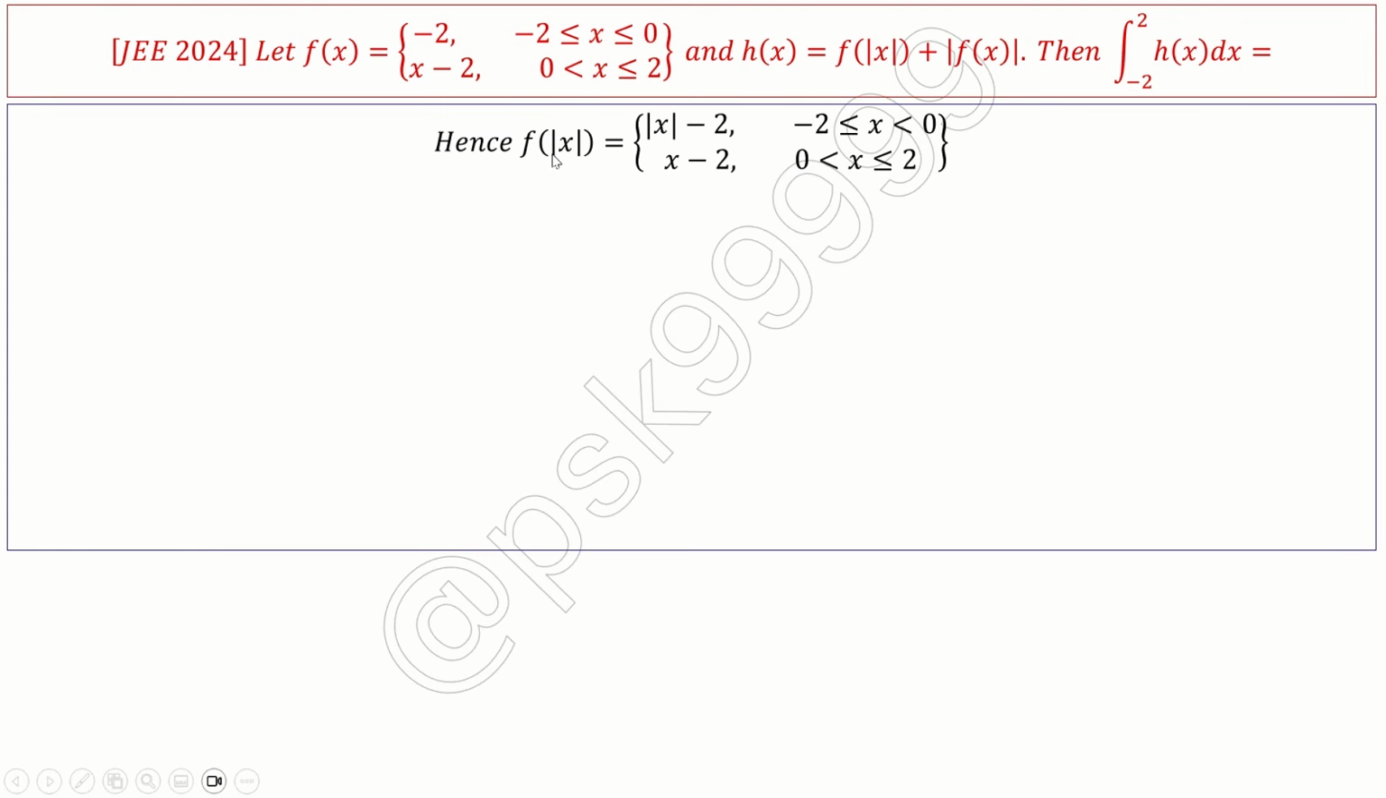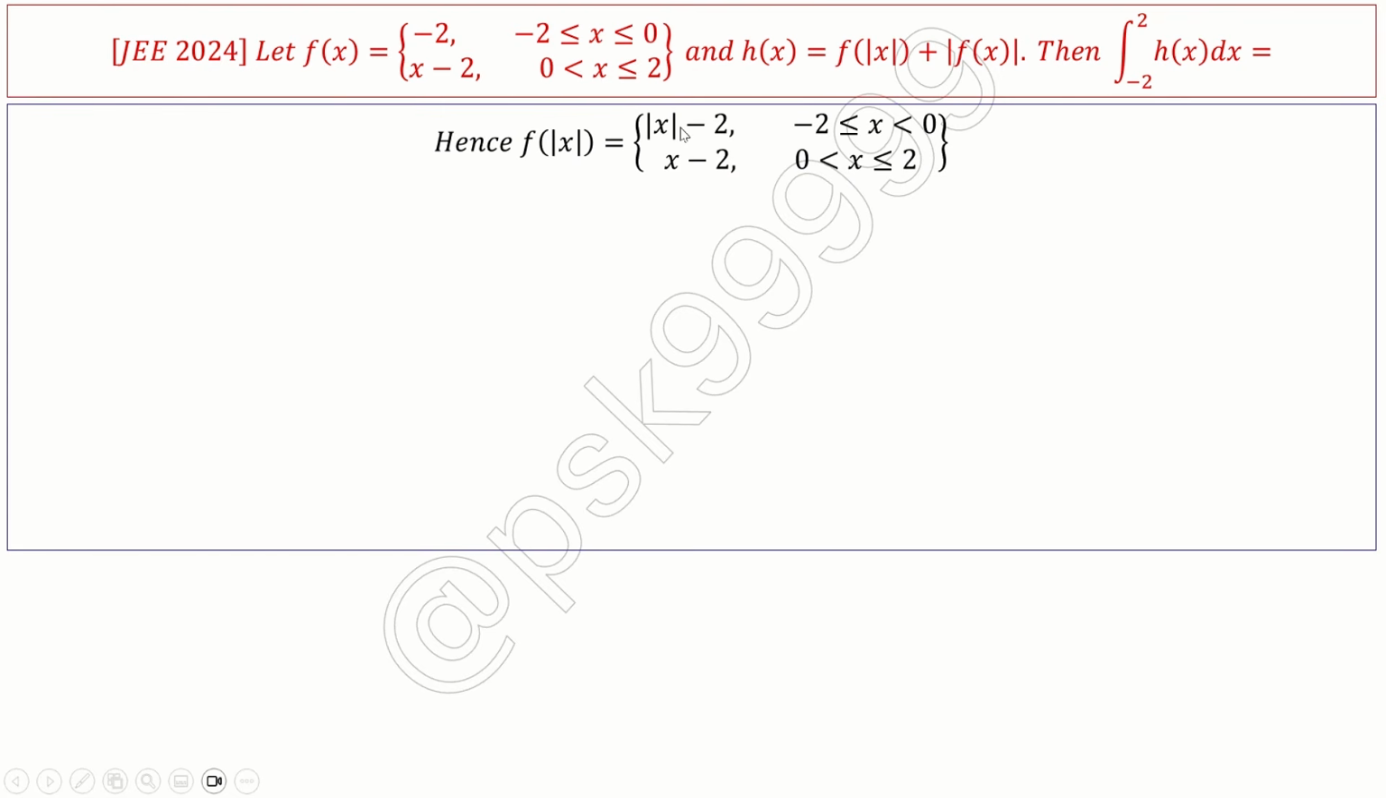If x is between -2 to 0, when I am giving it to the function, it will become 0 to 2 only. So which is same as x minus 2. Correct? Only thing is instead of x, I write absolute x here, because input is absolute x. So it is, because still it is 0 to 2, right? The definition of function from 0 to 2 is x minus 2.